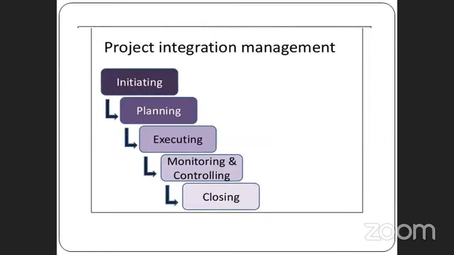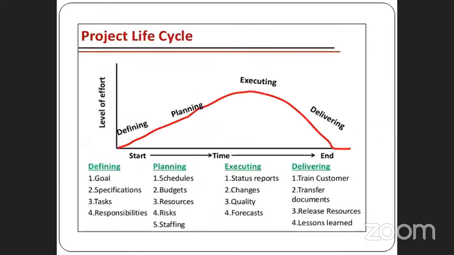So every project management should come under these five categories. First is initiating, then planning, then executing, then monitoring and controlling, then closing. These are the five main elements of project management. So this is the project life cycle.